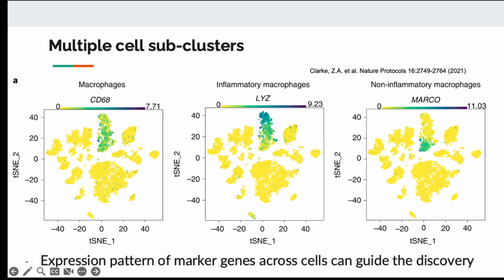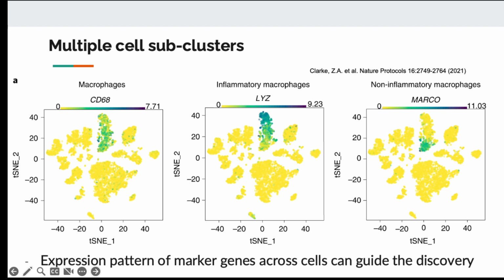So as shown in this example, we are focusing on these clusters. And let's say we know that these must be some type of macrophage. So we take CD68, which is one of the markers for macrophage. And it's high only in this cluster. So we have good confidence that this cluster of cells is probably a macrophage.